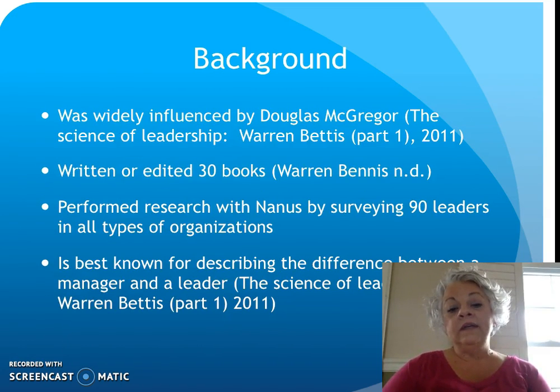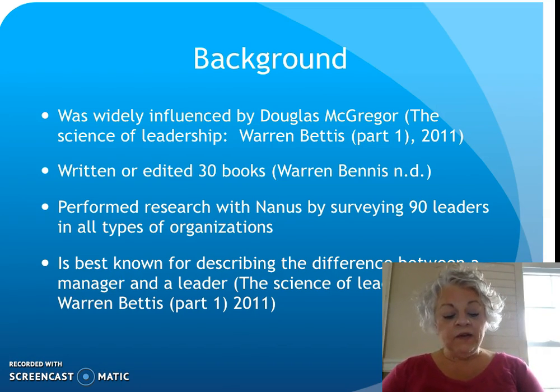He was widely influenced by Dr. Douglas McGregor, who wrote the book Theory X versus Theory Y. Theory X is controlling, task-enforced management, versus Theory Y, which is more democratic and more relationship driven. Dr. McGregor became Bennis's mentor and teacher, and he really learned a lot of the things that you see in his theory and through all the books that he wrote throughout his career, the influence of McGregor.